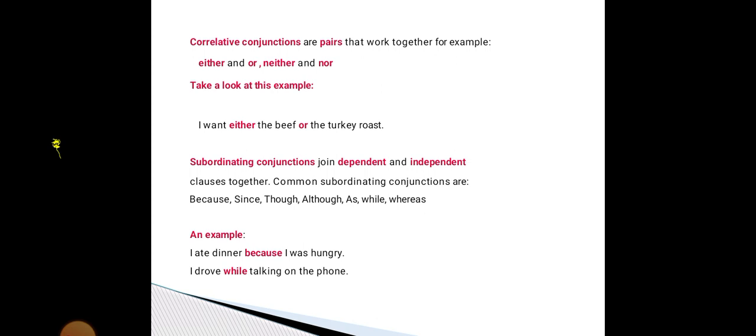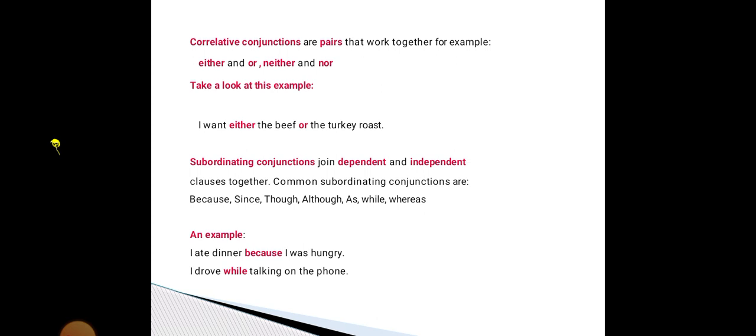The next type is correlative conjunction. Correlative conjunctions are pairs that work together. For example, either and or, neither and nor. Take a look at this example: I want either the beef or the turkey roast. Next, we can see about subordinating conjunction. Subordinating conjunctions join dependent and independent clauses together. What are the words that come under subordinating conjunction?